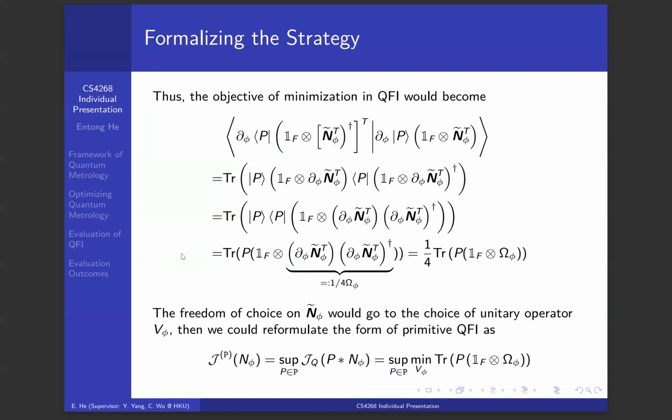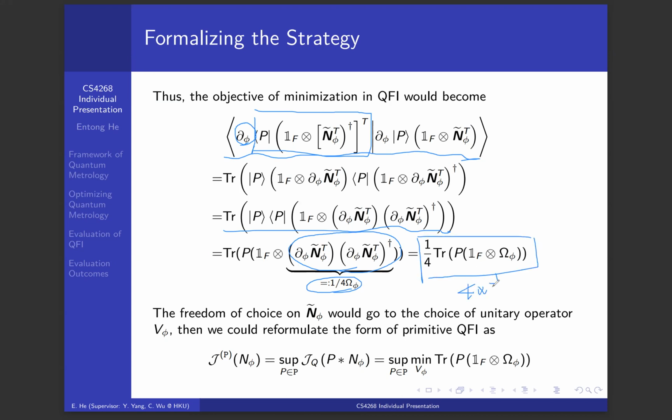And so by the objective of minimization in QFI, we see that if we take the partial derivative of phi of this purification, it will yield the following form. And we have already denoted this as 1/4 sigma phi, omega phi, and there will be this one. So 4 times the objective, 4 times the quantum Fisher information, will yield raise P.